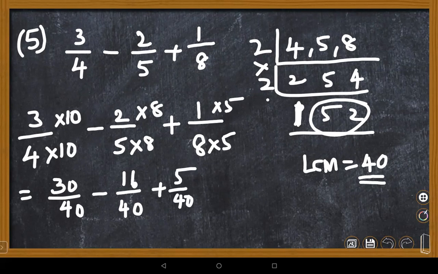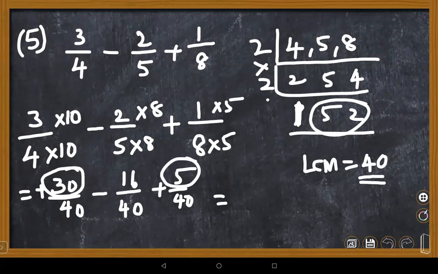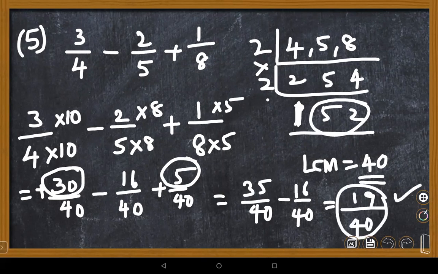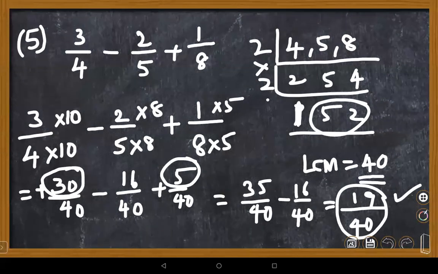Yeah, now you have to do addition first, Nana. According to BODMAS rule, addition should be done first. Here this is positive, this is positive. So 30 plus 5, how much, Nana? 35 by 40 minus 16 by 40. So here again 35 minus 16 is 19 by 40. Like that, if many mixed operations are given, either addition, subtraction, combination, the same procedure.